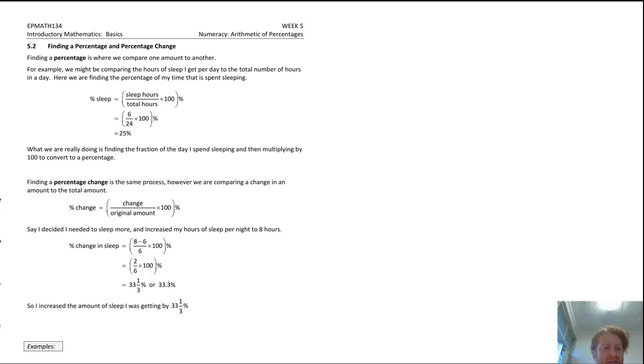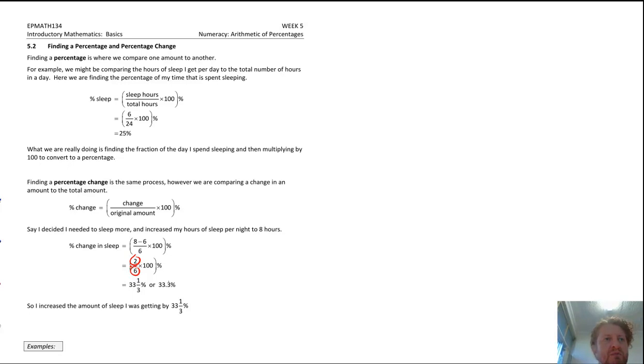Here I'm saying I had an original amount of 6 hours of sleep, but what I'm going to do is increase to 8 hours sleep. And I want to know, well, what's my increase in sleep? And the formula tells us it's always the change you're discussing over what it used to be. The change here is I'm going from 6 to 8. The change is 2 hours divided by what was the original. Well, the original was 6.